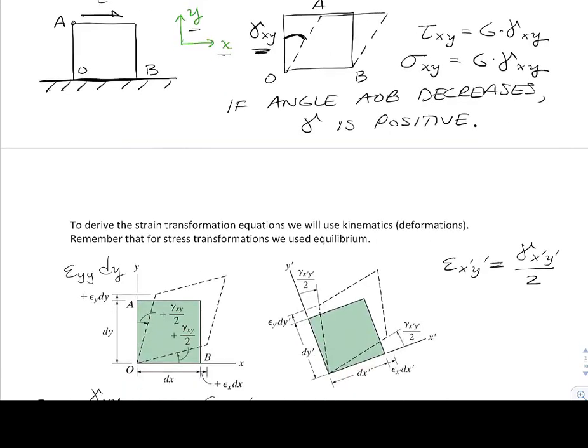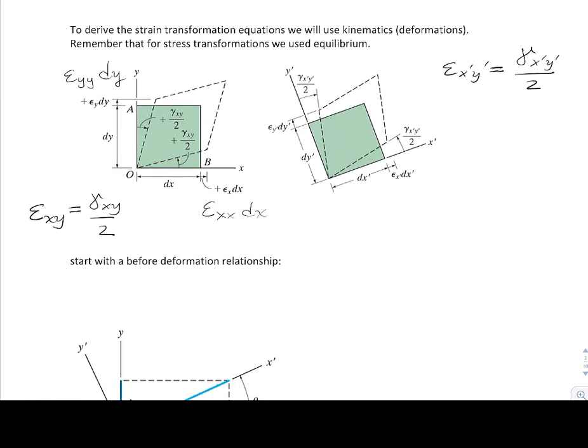Our derivation is going to go actually pretty quickly here, just a couple things to lay out first. Just like we did with the stress transformation, we're going to relate the action on a certain axis to the action on a different set of axes, but those are going to be related to each other. For stress transformation, we ended up using equilibrium. Here, when we're dealing with strains, we're going to have to use kinematics.